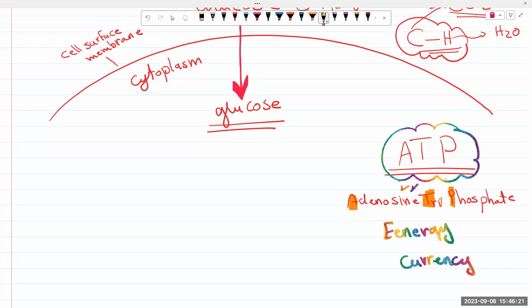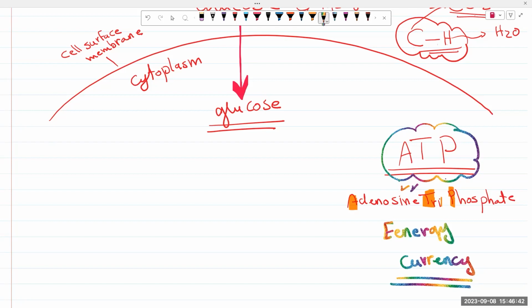And what is the meaning of that? It means our cells are trading using the ATP. Is it clear for all of you? Okay?